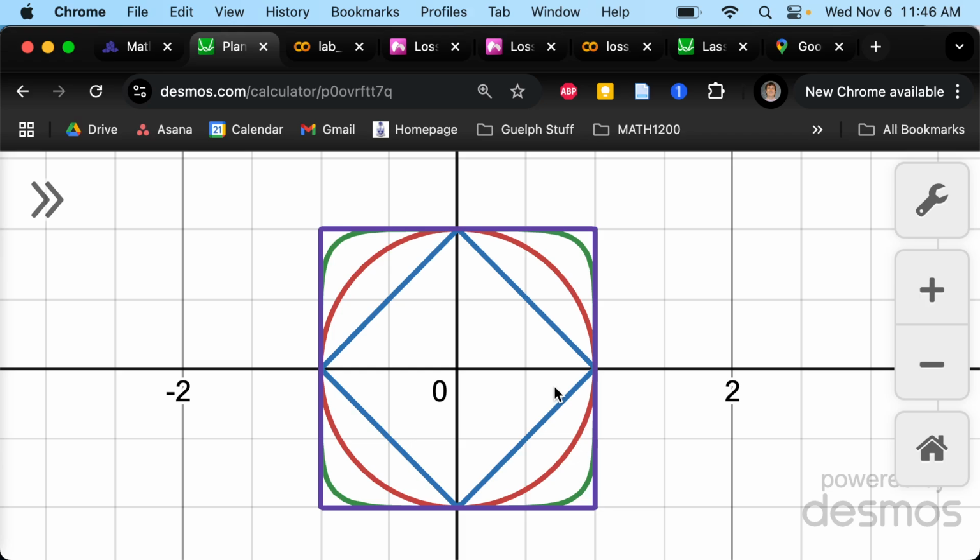In the green metric, you can go all the way down here, and that's the same distance as going this. So you kind of get a boost by going on these diagonals in the green metric. You can kind of walk further than you can in the other one.